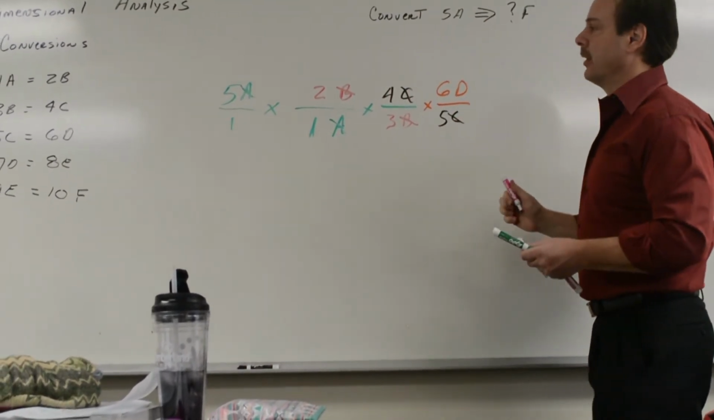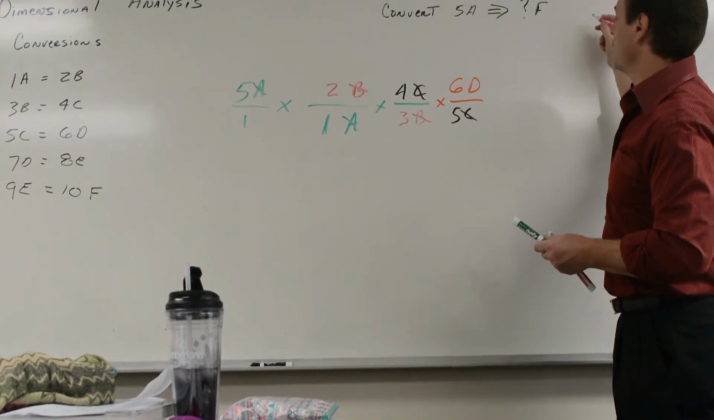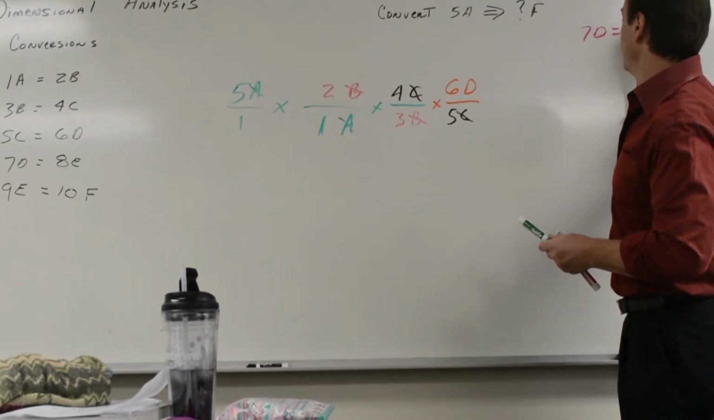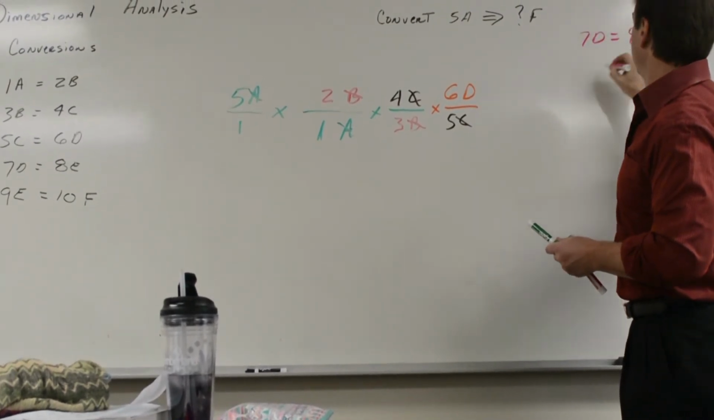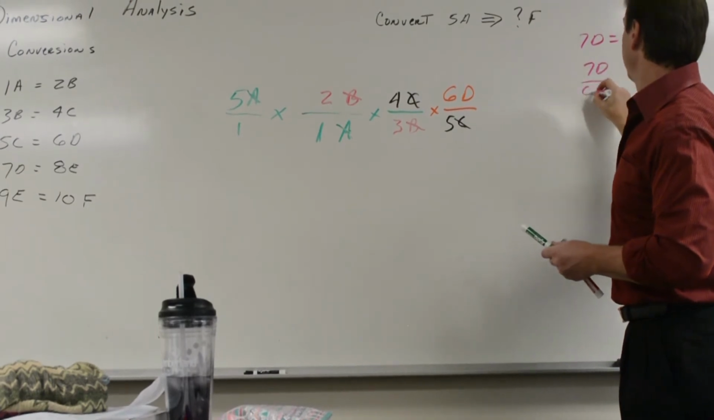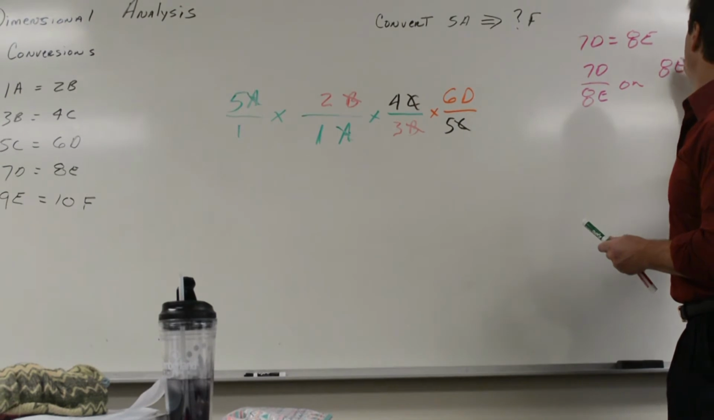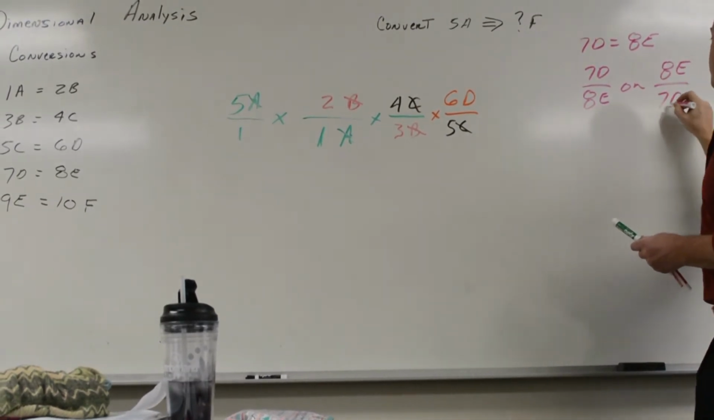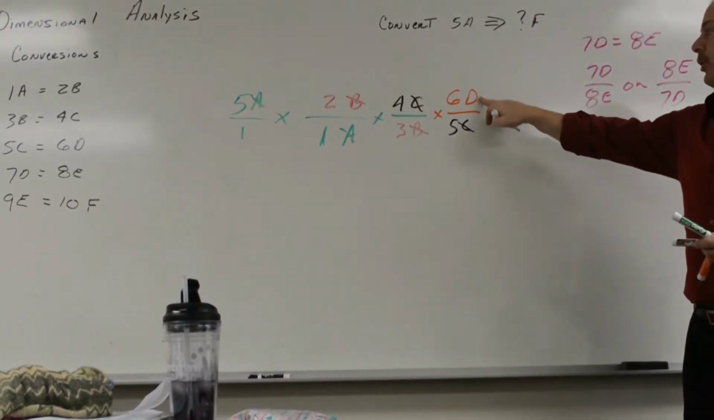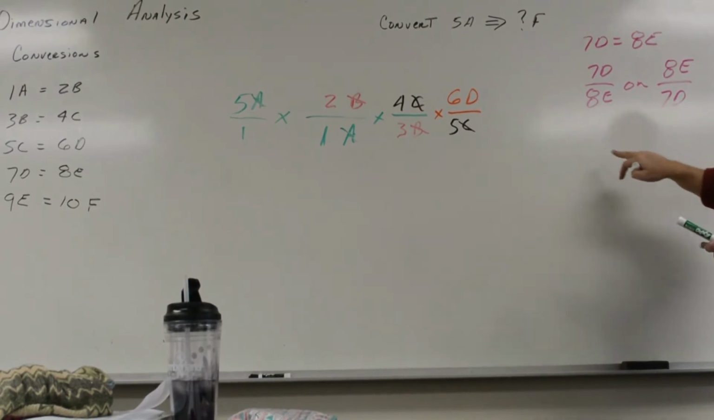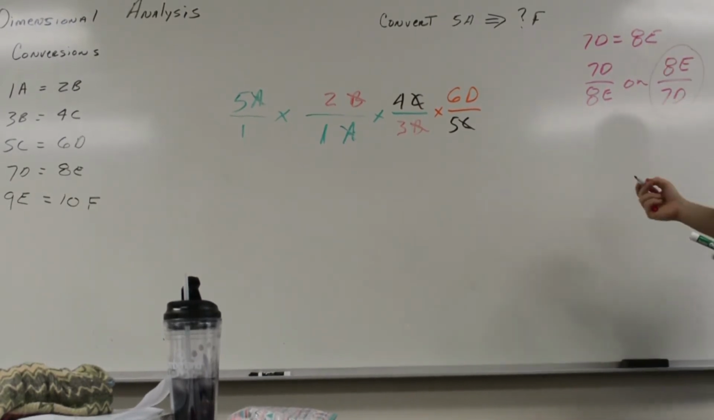So my ratio for D units to E units is, I got 7D equals 8E. I could write it like this, or I could write it like this. Since my D units are in the numerator, I want my adjacent ratio to have the D units in the denominator. That means I'm using this ratio.